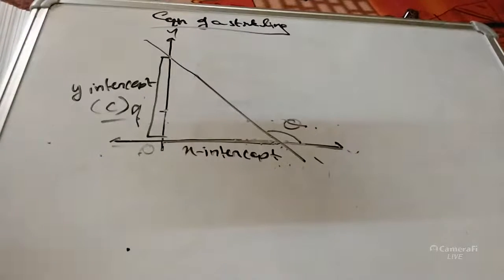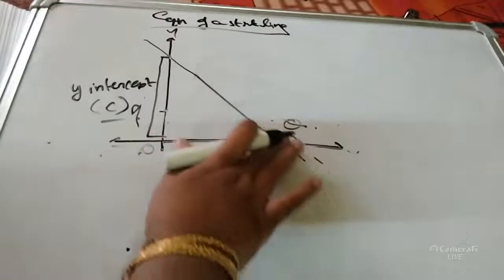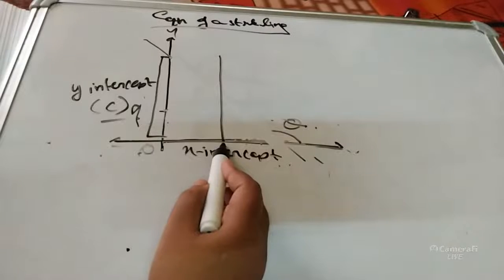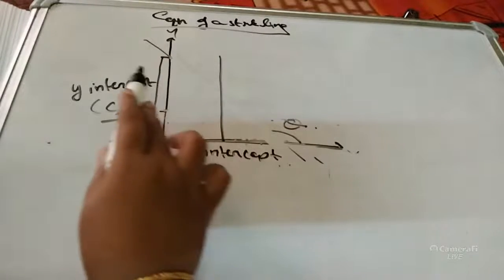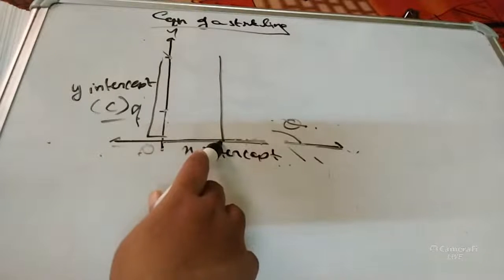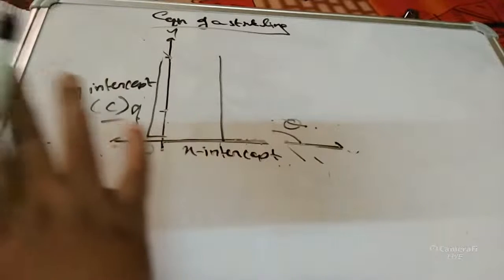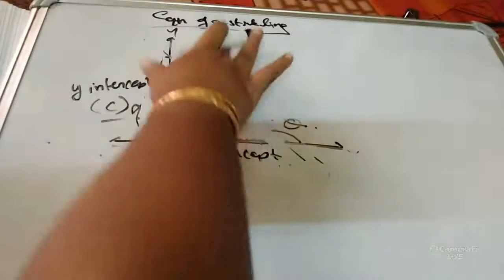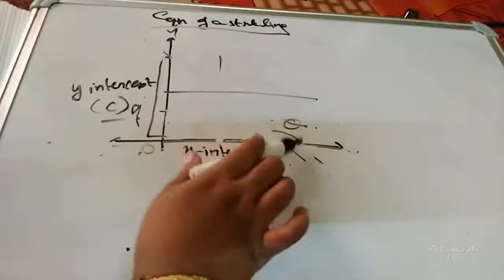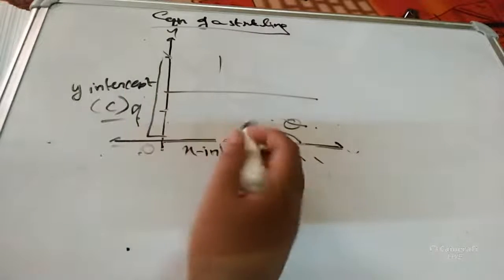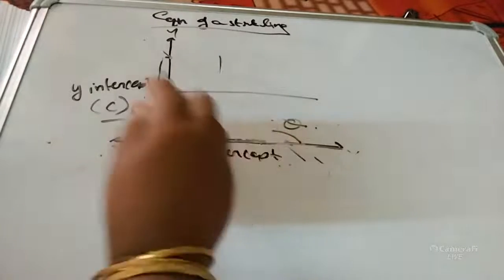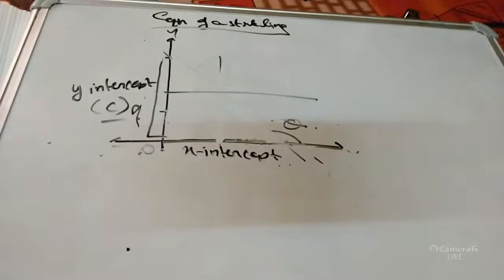Now for a vertical line, you see, if the line is vertical like this, it will only have an x-intercept. It will not have any y-intercept because it is not crossing the y-axis at all. So a vertical line has only an x-intercept and no y-intercept. And if the line is horizontal like this, it is crossing only the y-axis, not the x-axis. So a horizontal line will have only a y-intercept and no x-intercept.